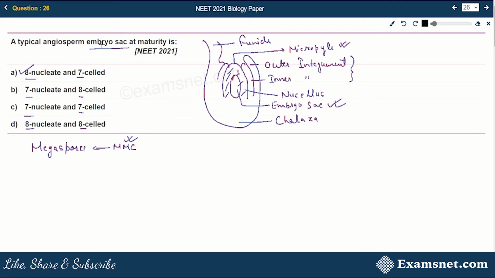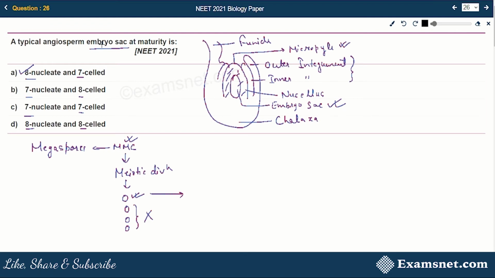Okay, then these megaspore mother cells undergo meiotic division. What happens in meiotic division? Four nuclei are formed, out of which only one remains functional, whereas the other three degenerate. This is the functional nucleus that leads to the development of the embryo sac.